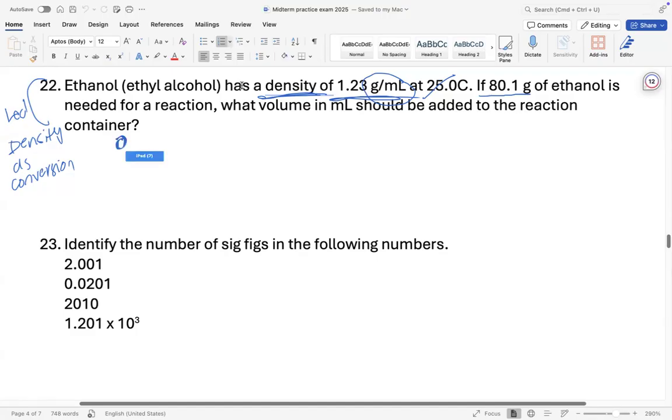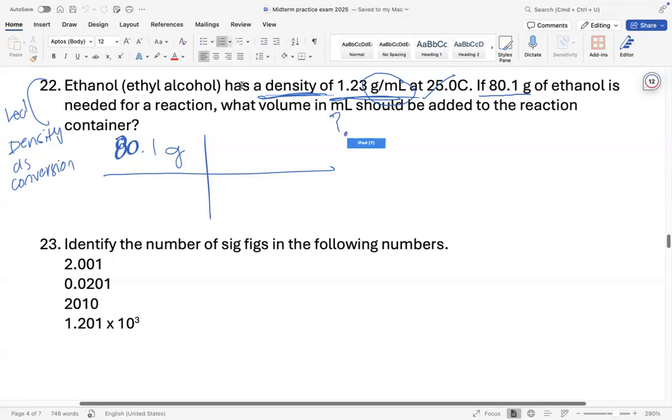So we're going to start with our given. Even though we're given density, it is not the given that we want to start with, because you never want to start with a conversion factor. We're going to start with the 80.1 grams, and we want to go to milliliters. We want to go to volume in milliliters.